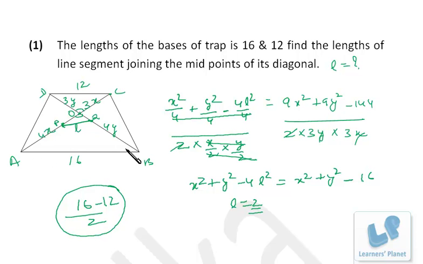If the lengths of the bases of the trapezium are given to you as A and B, then it will be A minus B by 2, right? Whichever is the bigger length, I'm just writing down the magnitude over here. That's A minus B by 2. That is the length of the line segment that is joining the midpoints of the diagonals, right? And how we have calculated that, I have shown you over here, right? I hope you are clear.